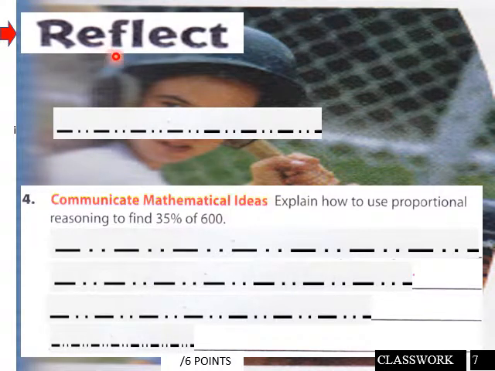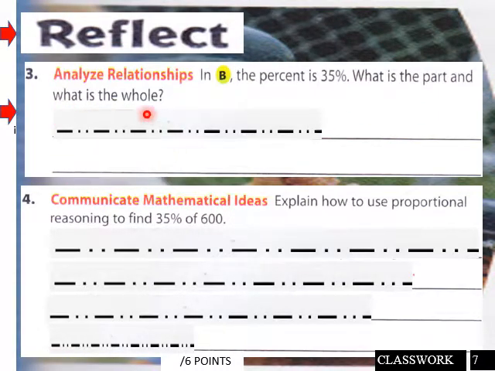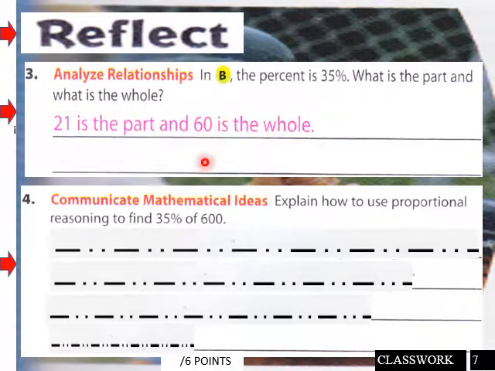Okay, so we're going to reflect now a little bit on what we've just studied here. Analyze relationships. In B, the percent is 35%. What is the part and what is the whole? So going back to B, remember the 35% problem with that. And then down here, explain how to use proportional reasoning to find 35% of 600. So in B, the percent is 35%. What is the part and what is the whole of that one? Going back to the 35% problem, 21 is the part and 60 is the whole.